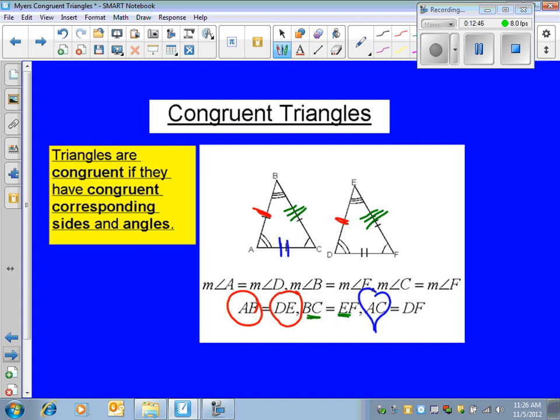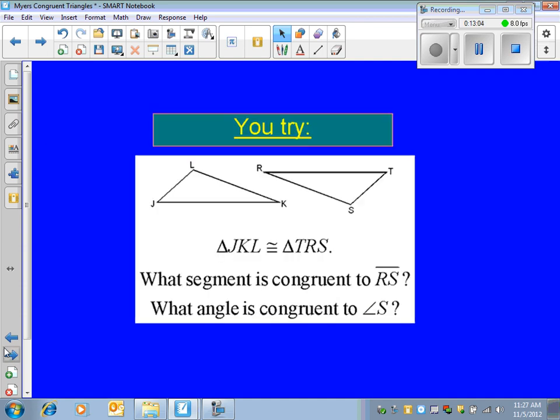Last but not least, AC and DF. AC, 2 tick marks. DF, 2 tick marks. Well, what did we say earlier? We said if figures are congruent, corresponding parts are congruent. All the angles are congruent and all the sides are congruent. Therefore, these triangles are congruent. Okay? This says time for you to try.